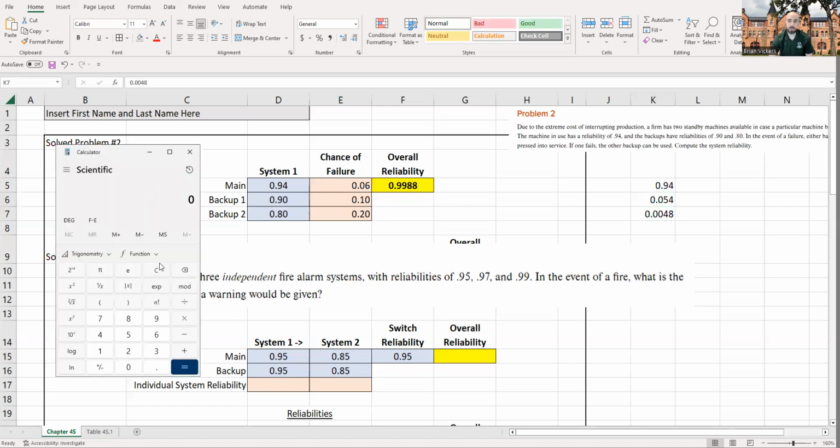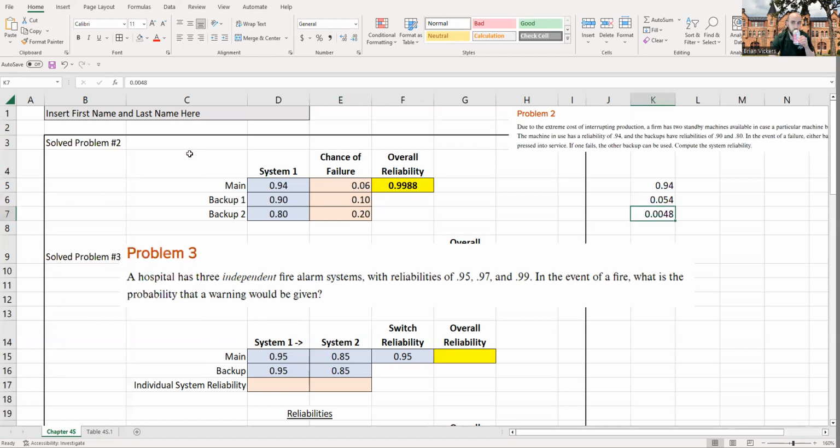Now I can add these three numbers together, and this is going to give me my overall reliability because of the two backups. 0.94 plus 0.054 plus 0.0048. 99.88% reliability.